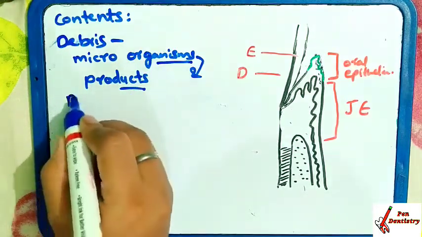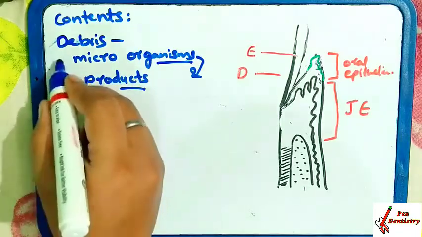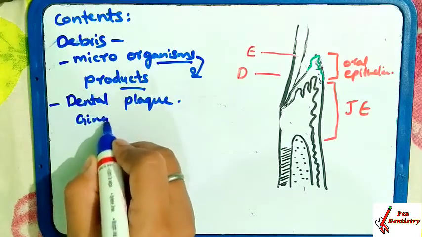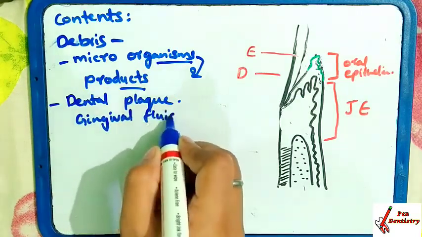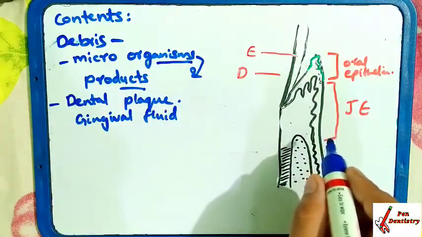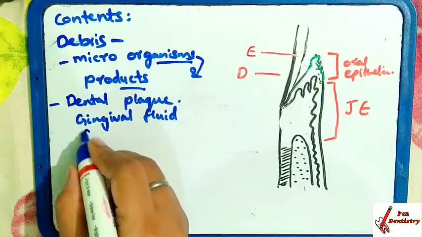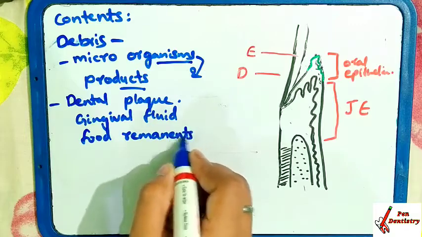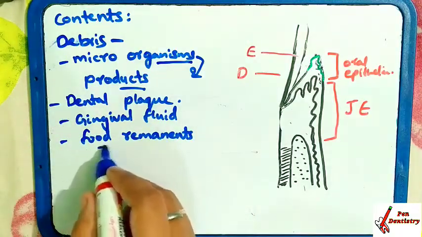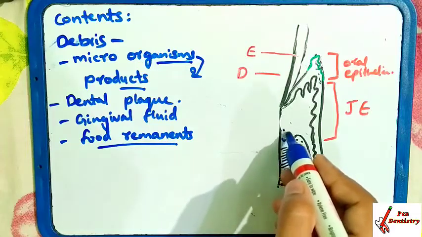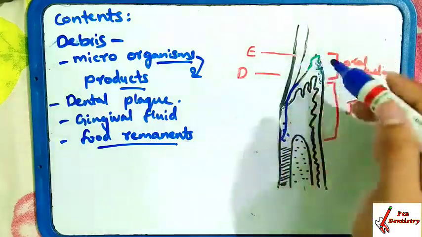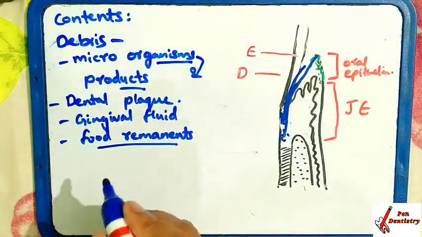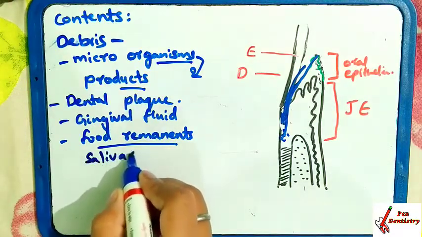Dental plaque you are seeing. First, dental plaque was only forming, no? So dental plaque, gingival fluid you are going to see. These things you are going to find in the sulcus region as well as the pocket. Food remnant. Whatever the patient is eating will accumulate in the pocket. Saliva as well as salivary mucin.